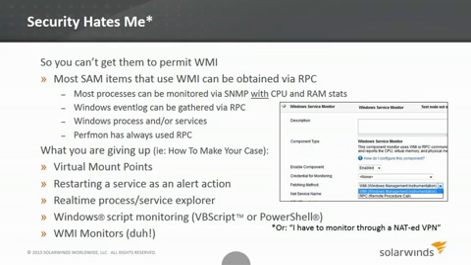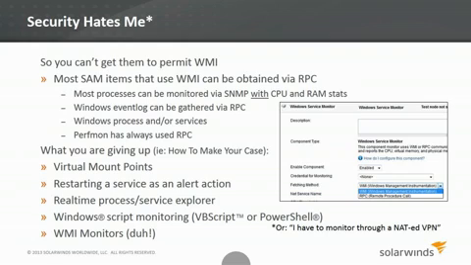Now, most of the SAM activities that by default use WMI can be leveraged to use RPC. You can get processes and services using SNMP. It will give you CPU and RAM. What it won't do is let you restart the service if you go that way. Windows event log messages can be gathered through RPC. Windows processes and services, as I mentioned before, can also be monitored through RPC. Perfmon has always used RPC, so you can do that.